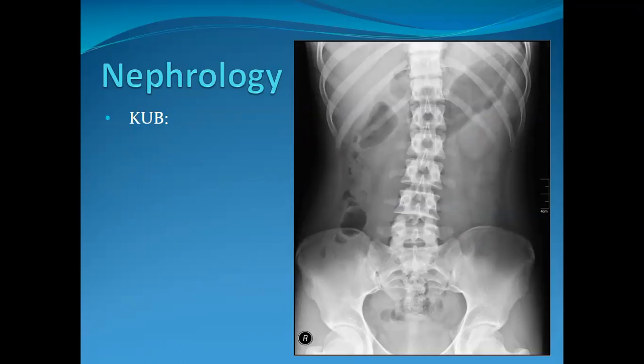Now, this is a nice example of a KUB, and what we're looking for primarily are the renal shadows. You can see the renal shadow here on the right. It's partially obscured by bowel gas, ribs, and other soft tissue organs, but you can usually pick out some degree of renal shadow. Here's your renal shadow on the left. The right kidney is usually a little bit lower compared to the left one because you have the liver just above it.